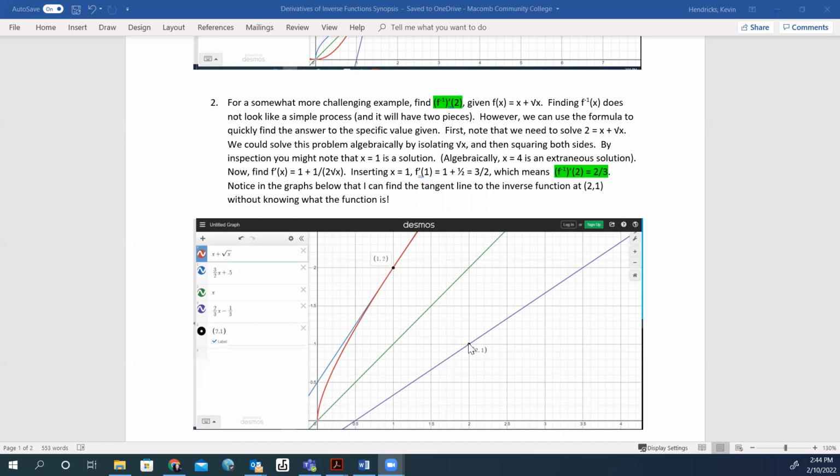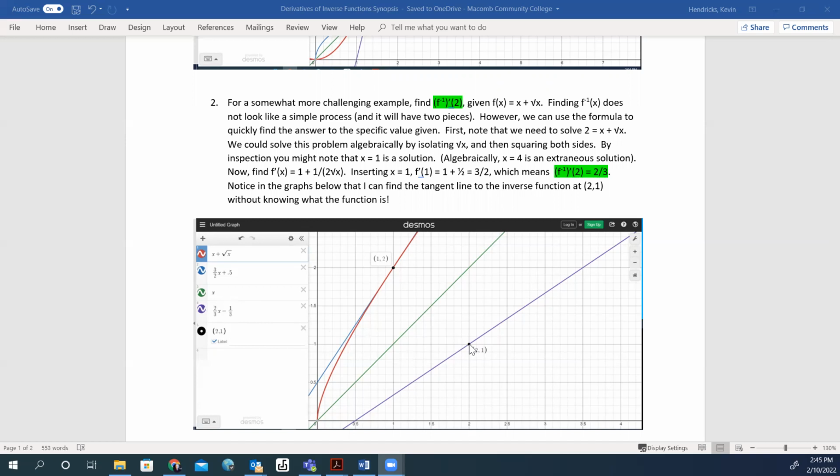But most importantly, I can graph the tangent line. I know what the tangent line is to the curve of f inverse of x evaluated at (2, 1) without even knowing what the curve looks like. I don't even know what the function is, but I know what the tangent line is. It's right here: 2/3 x minus 1/3.